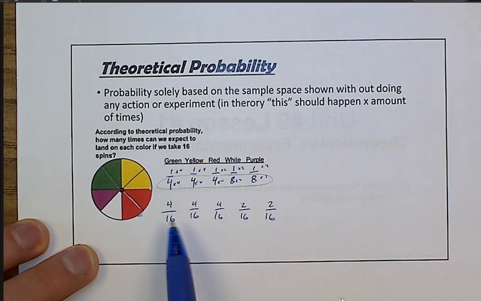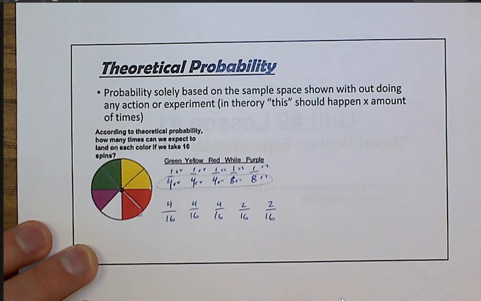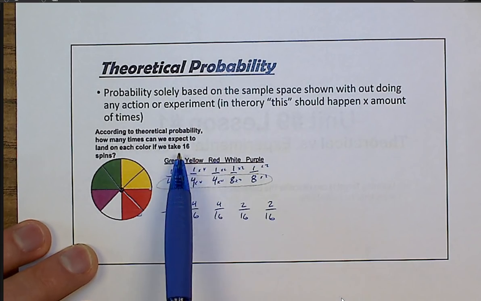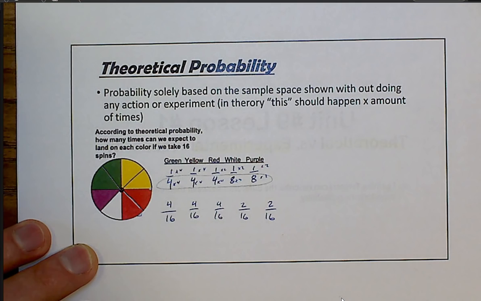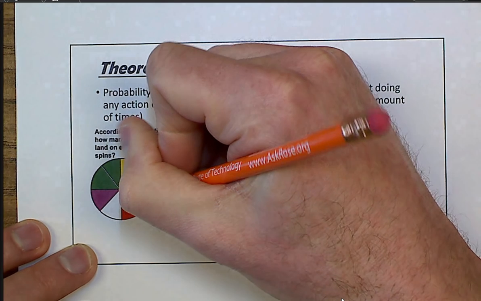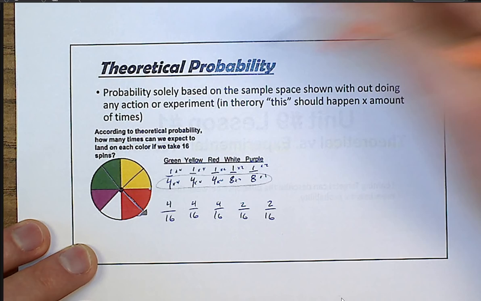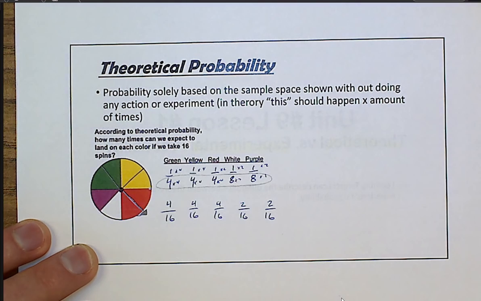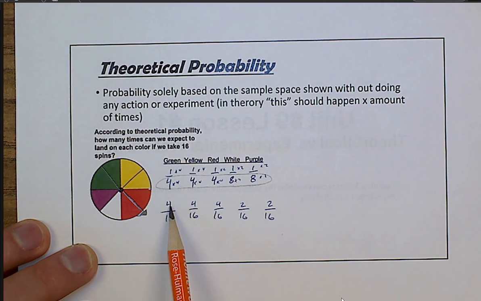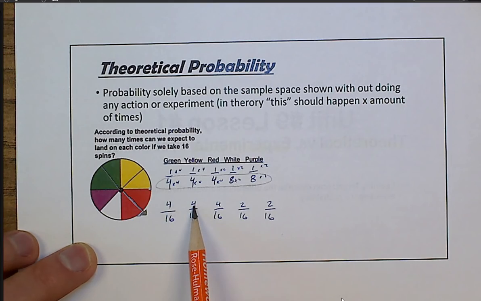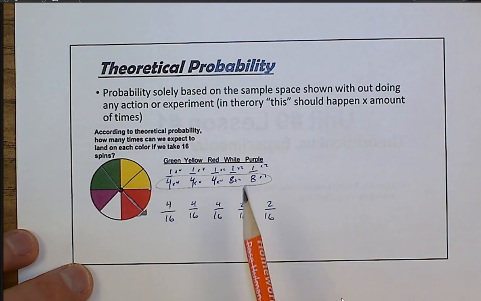So theoretically speaking, if we spun the spinner, it's kind of hard to see, it's this white piece right here, I'll put an arrow there at the end. If we spun that 16 times, in theory, we should land on green 4 times, yellow 4 times, red 4 times, twice on white, twice on purple, in theory.